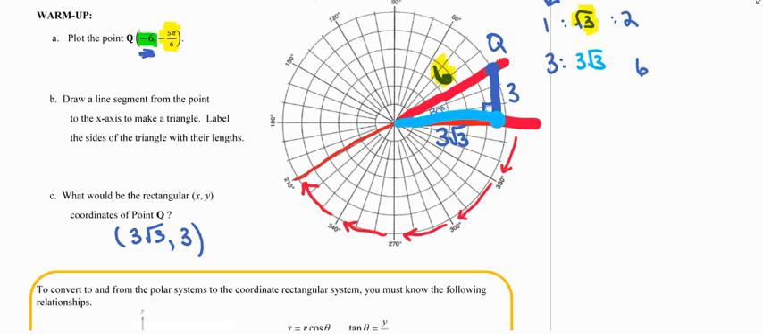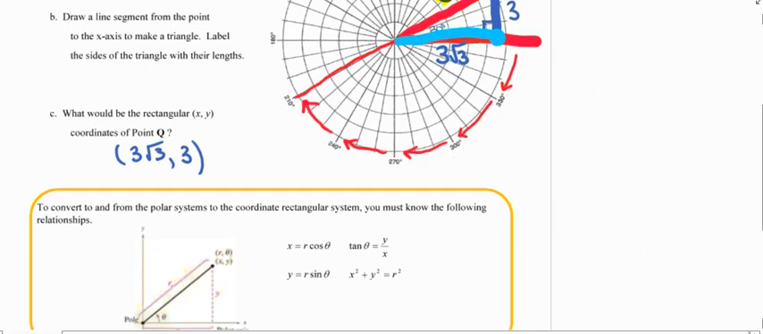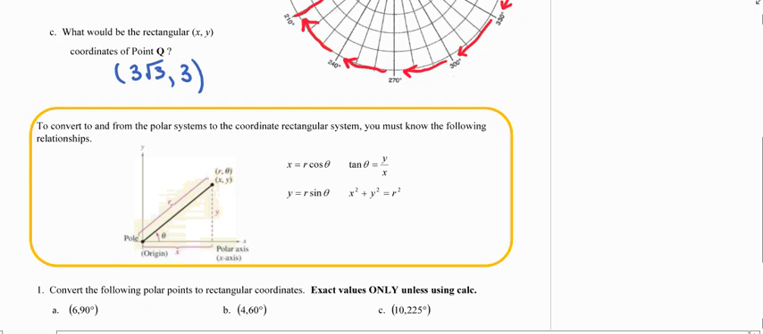All right, that said, the method that I'm going to use to convert those points is one possible method. A second possible method involves some formulas that we're going to derive here in that yellow box. It says to convert to and from the polar system to the coordinate system, you must know the following relationships. I'm going to amend that to say you can use.